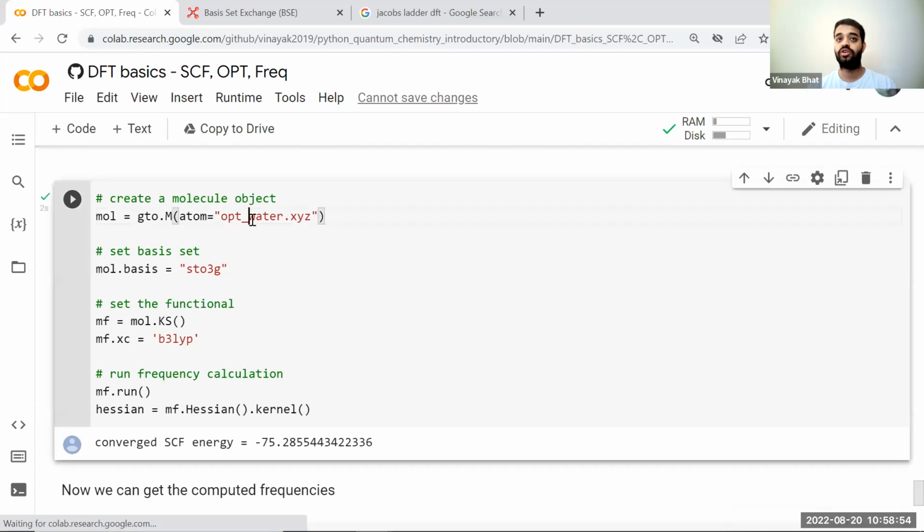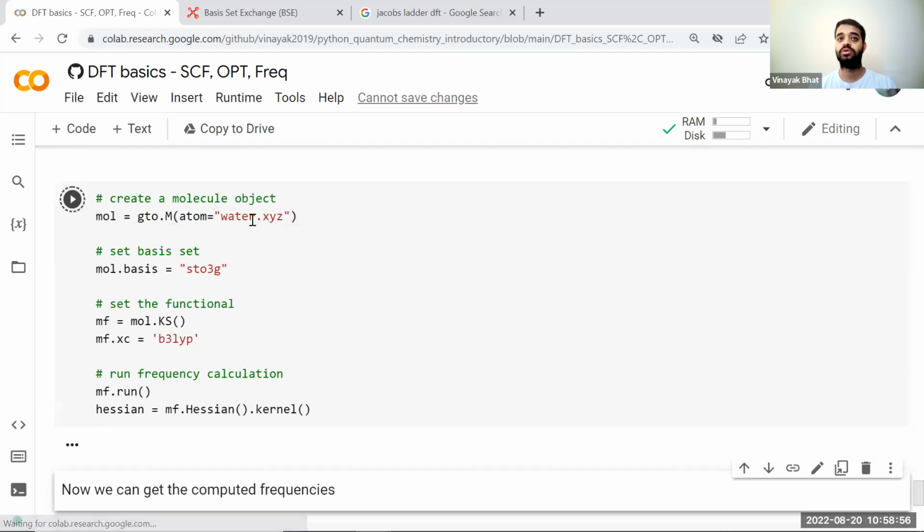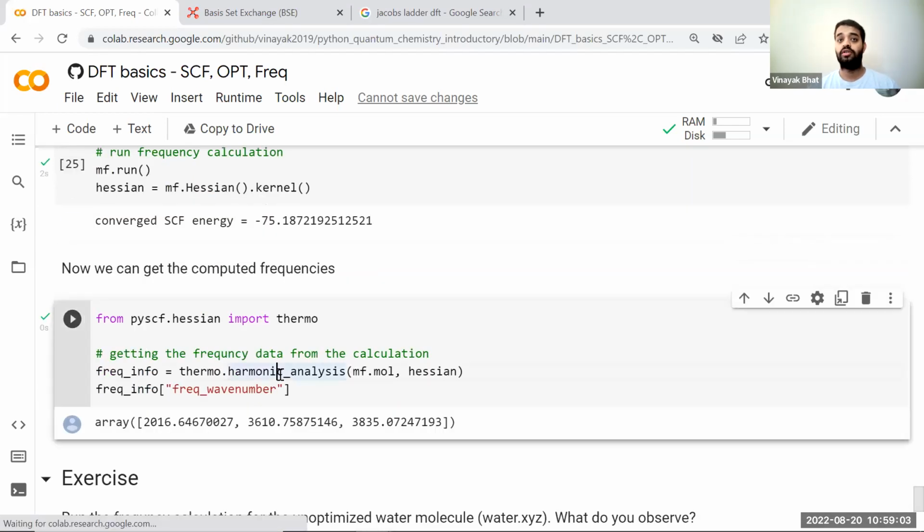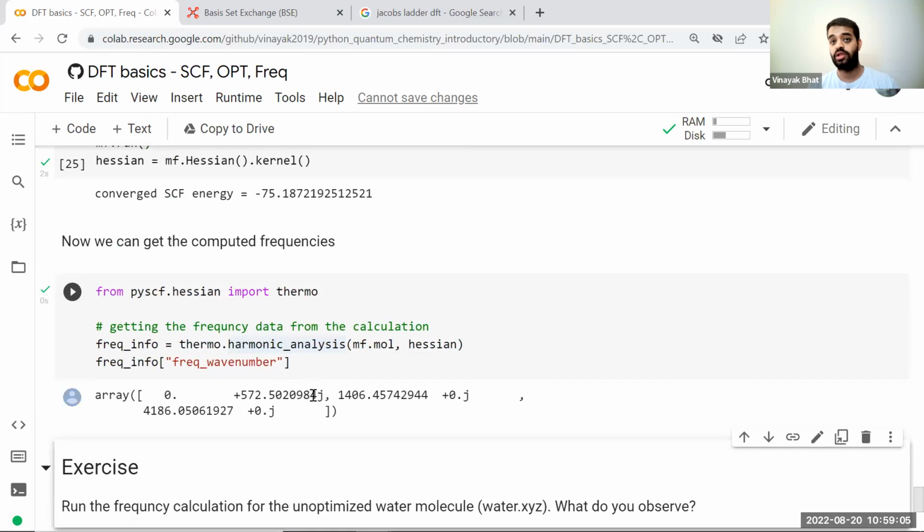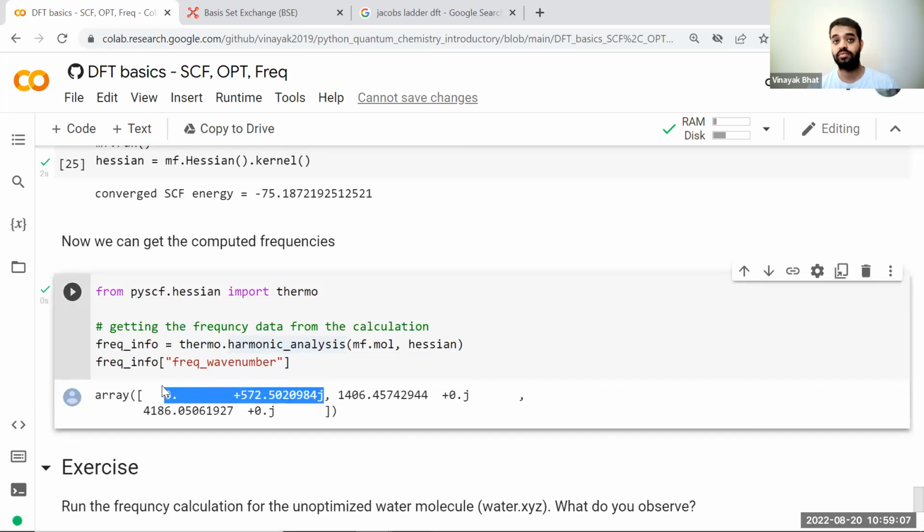But if I just do it for the unoptimized water molecule, you'll see that SCF converged and all of that. But if we look at the frequencies, you will get a complex number here. All of those are complex, saying that this is not a good structure, right?